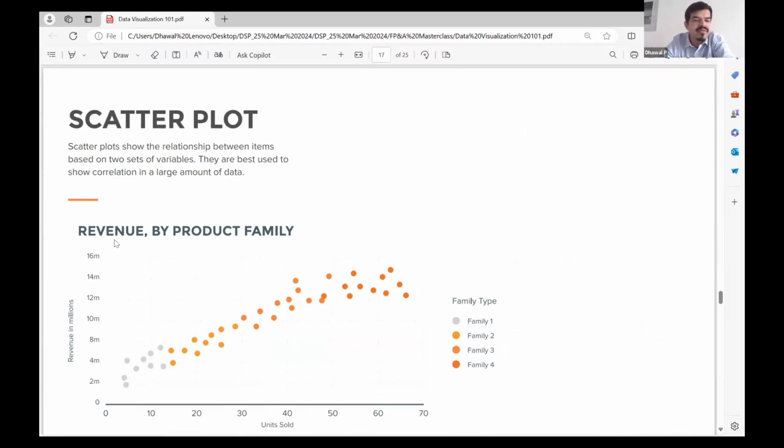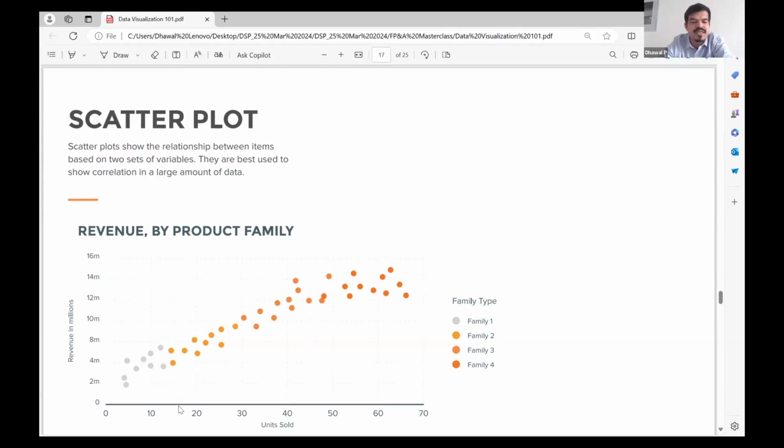For example, here we have revenue by product family, and we have family number 1, which is in the range of $0 to $10 million, 0 to 10 units sold, and the sales is on average up to $8 million, right? $0 to $8 million. So this cluster is concentrated here.